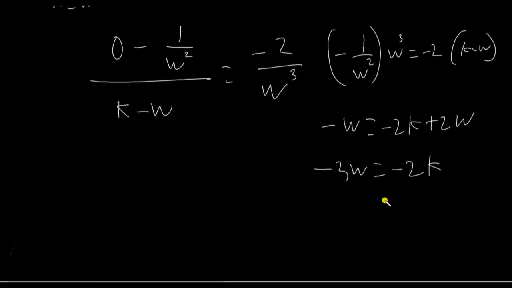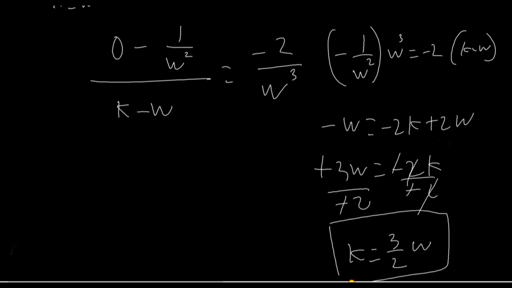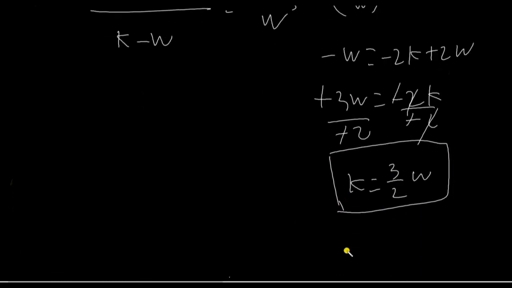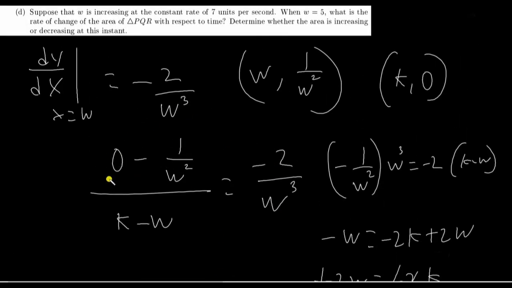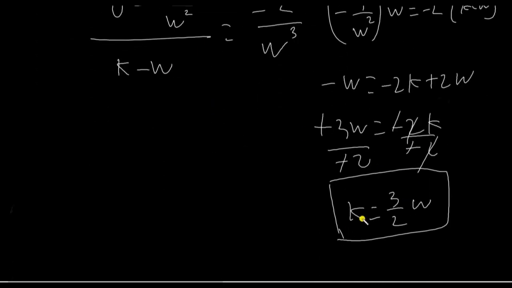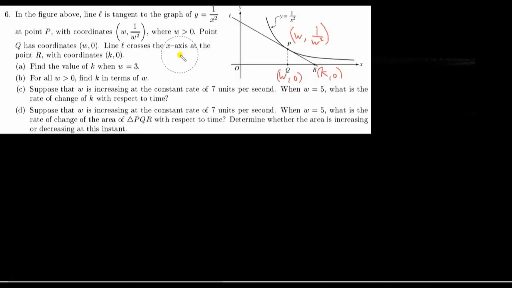And then dividing both sides by negative 2 gives us k is equal to 3 over 2 w. So that's our equation for k in terms of any w value. And for points, we'd get 1 point for setting up this slope form, and we'd get another point for the right answer. Okay, now part C, pretty easy stuff.